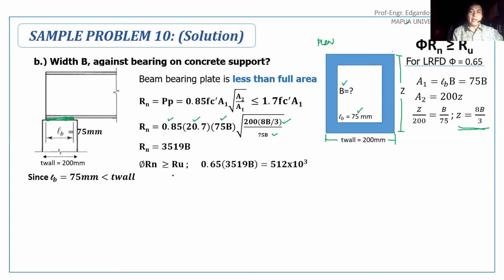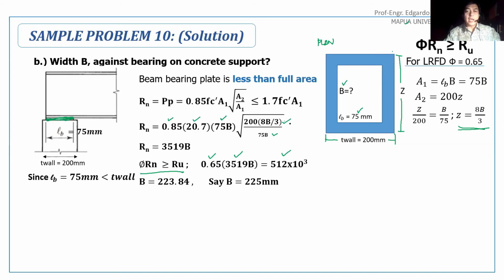So, applying it with the LRFD design principle, the design strength should be greater than or equal to Ru. So 0.65 is the resistance factor for bearing. Tapos yung Rn natin, sinubstitute natin. Tapos yung Ru, yan yung sinolve natin na factored load. So we will solve for the B. Yan yung lumabas na width na kailangan natin, 223.84. Let's say round it up to the multiples of 25. So we will get 225. So yan na yung width, 225.